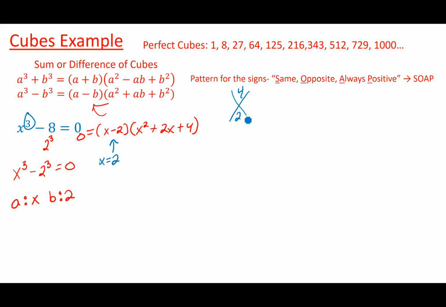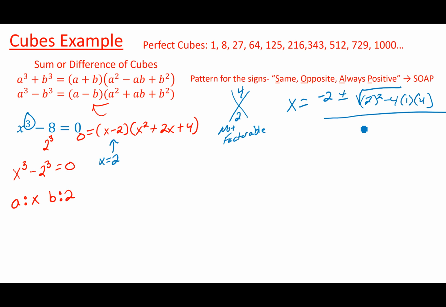Is this factorable? Are there 2 numbers I can multiply to get 4 that add to be 2? My options for 4 are 4 and 1. I can't make 2 from that. Or 2 and 2. I can't make 2 from that. So this one is not factorable. So then I have to go for the quadratic formula. Negative b, so negative 2 plus or minus the square root of 2 squared minus 4 times 1 times 4, all over 2 times 1.